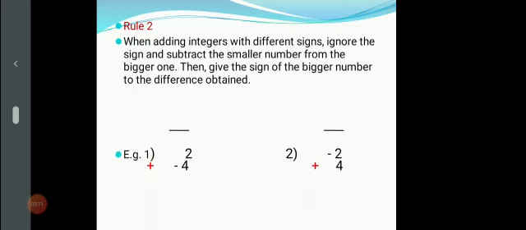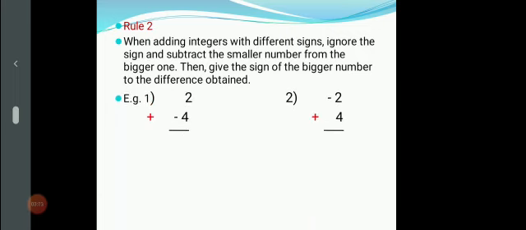In the first example, 2 plus -4. Here 2 is a positive integer, -4 is a negative integer. According to the rule, we have to ignore the sign and find the difference. The difference between 4 and 2 is 2. So we write 2 with the sign of the bigger number. The sign of the bigger number is minus, so the answer will be -2.